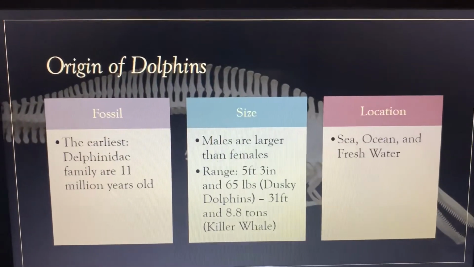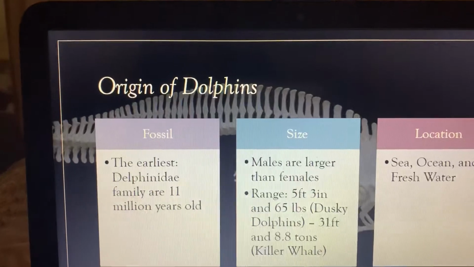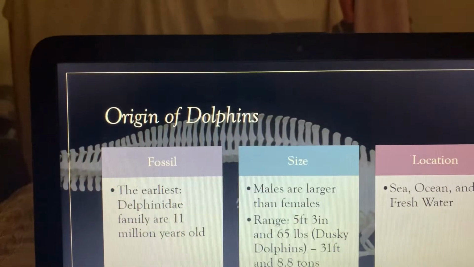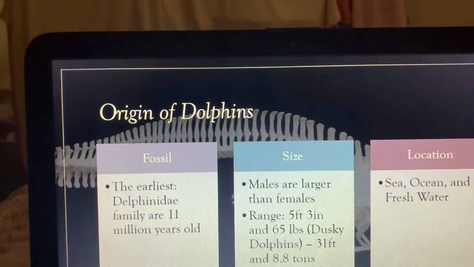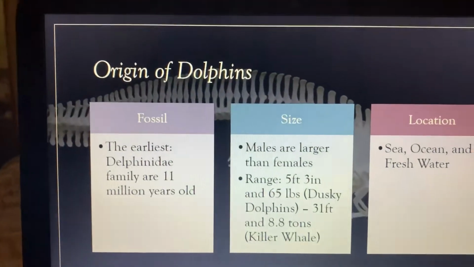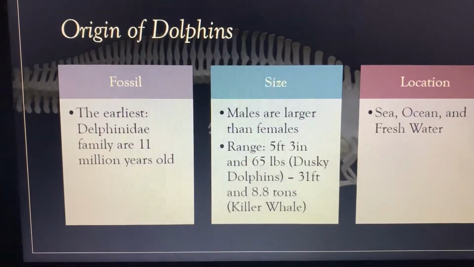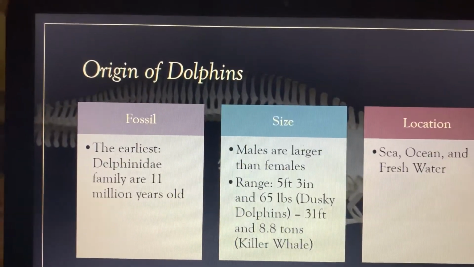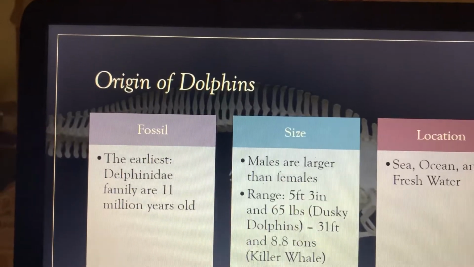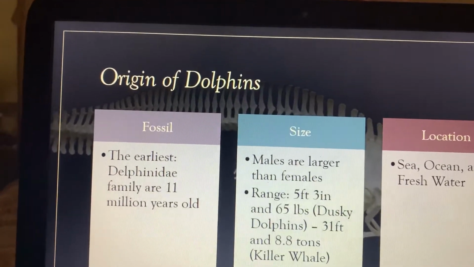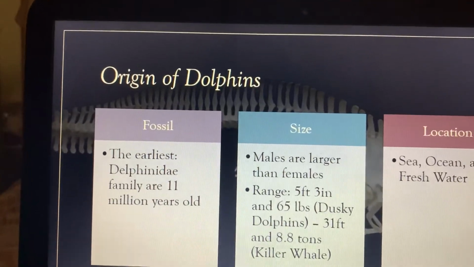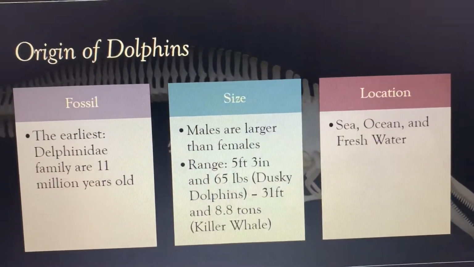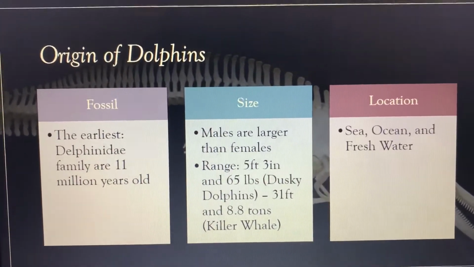So continue on with the origin of dolphins. The earliest fossil that we can date back to in the Delphinidae family is 11 million years ago. The size of dolphins, the males are typically larger than the females. I gave an example. They range from 5 foot 3 inches, weighing 65 pounds, a female dusky dolphin, all the way up to a 31 foot and 8.8 ton male killer whale. The locations can be found in the sea, the ocean, and in fresh water.